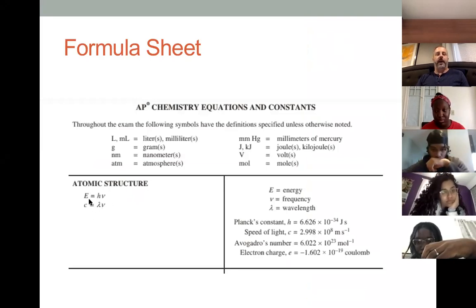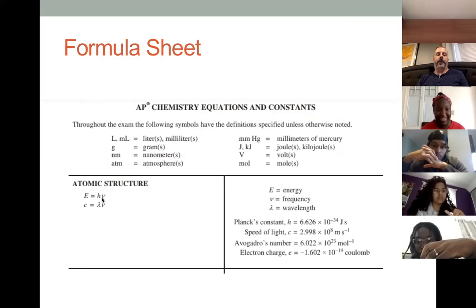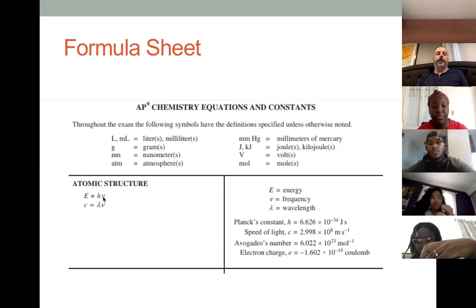Remember, if you just want to solve for frequency by itself, you divide both sides by what? You just need one. What would you have to divide by? V. If I want to solve for V, wouldn't it be E divided by H? Yeah, E divided by H. If I want to solve for V, divide both sides by H. Just E over H.